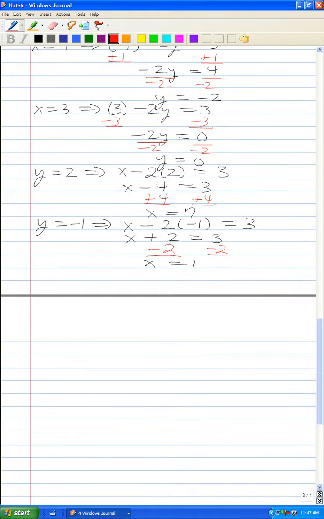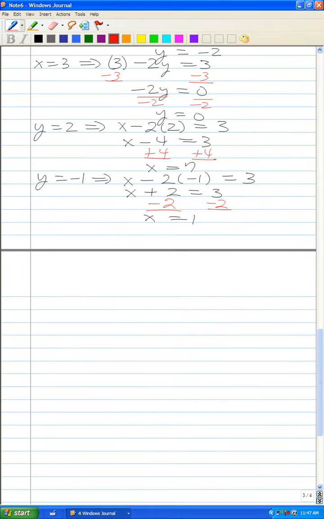Now, let me give you the coordinate system.